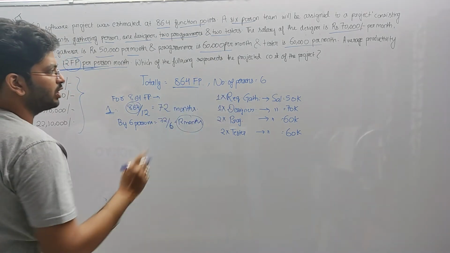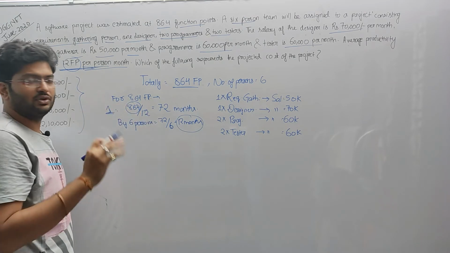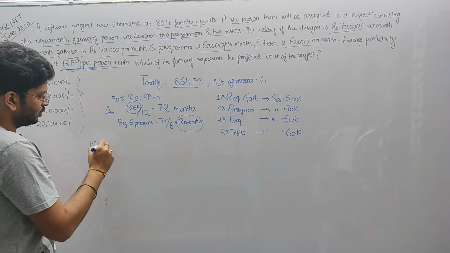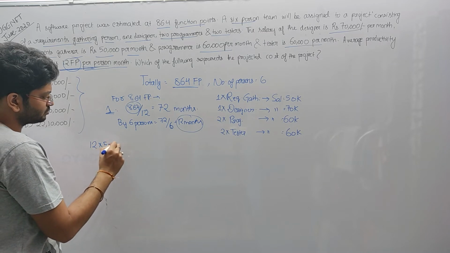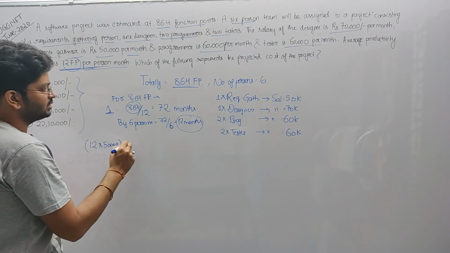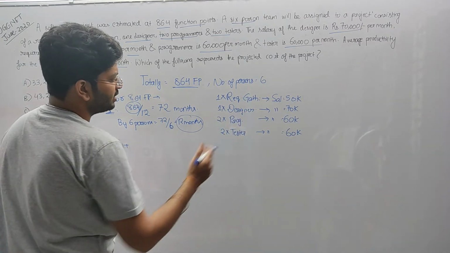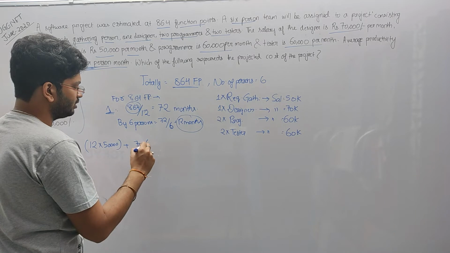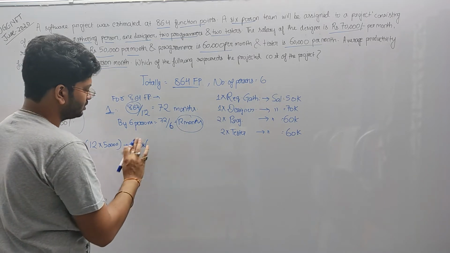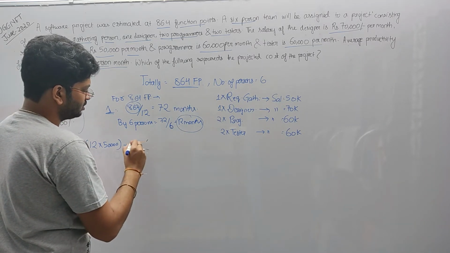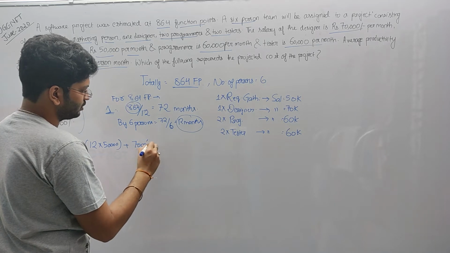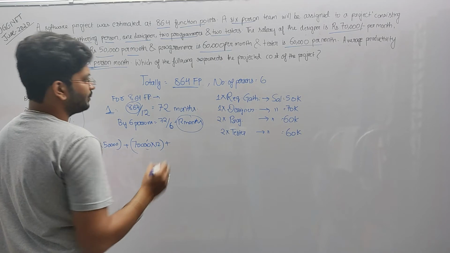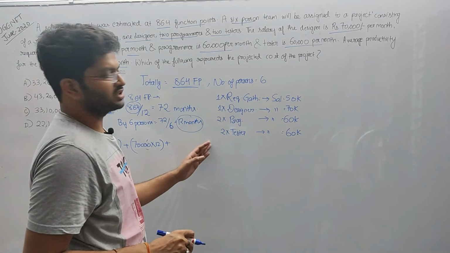I am having one requirements gatherer and his salary is 50,000 per month, and he will be working for 12 months. So it is 12 into 50,000, plus, now we have one designer, his salary is 70,000, and he will be working for 12 months. He will also be working for 12 months. Then I am having 2 programmers and 2 testers.